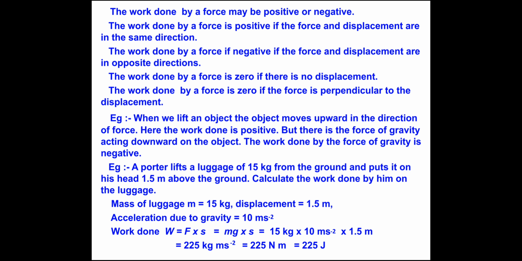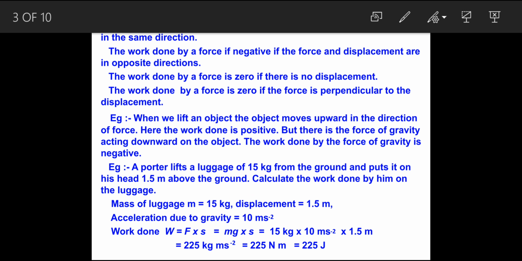Now work done, W is equal to F into S. Now instead of F, here m into g is written. This formula is nothing, force is nothing but mass into acceleration due to gravity. So W is equal to F into S, force into displacement. Now instead of F, mg is written. Mg means m is mass, small g is acceleration due to gravity, into distance, into displacement, that is small s.